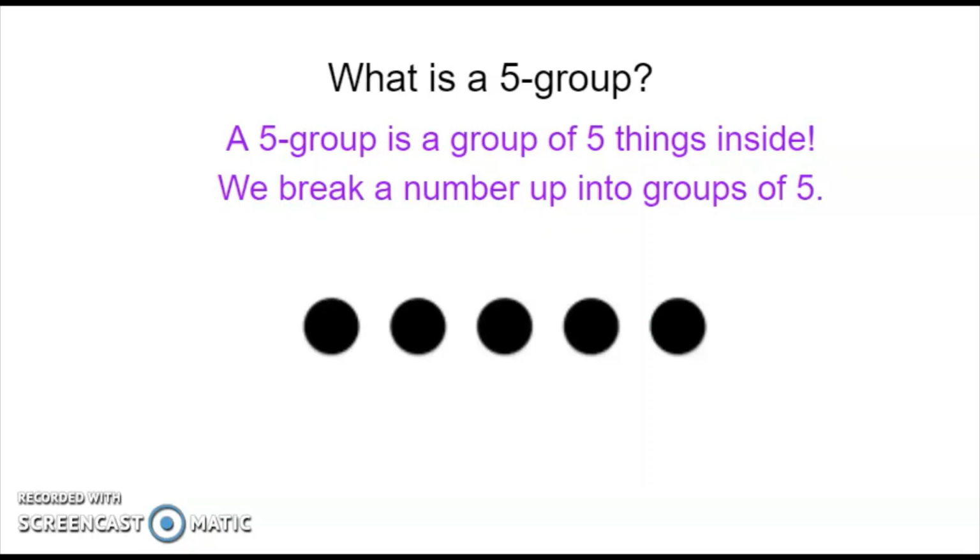What is a 5 group? A 5 group is a group of 5 things inside. We can break a number up into groups of 5. So I have 3, 4, and 5. This is a 5 group because there are 5 things, 5 dots inside.